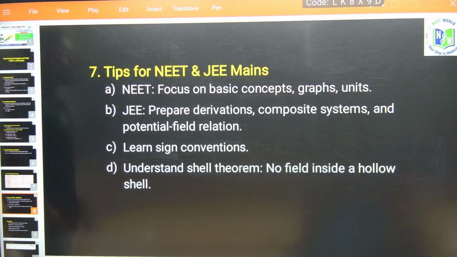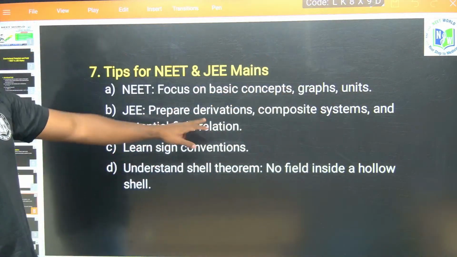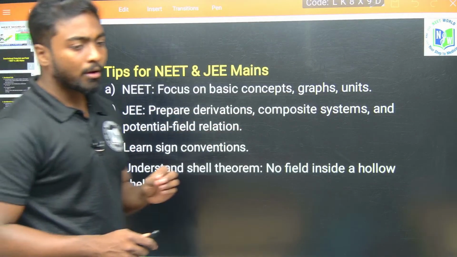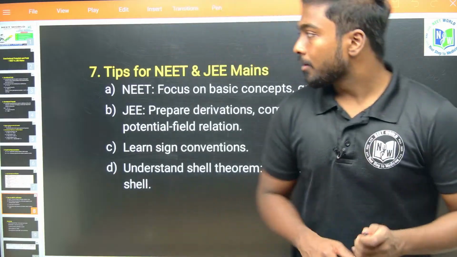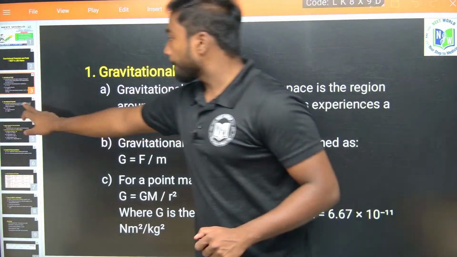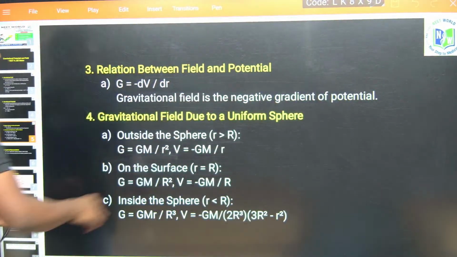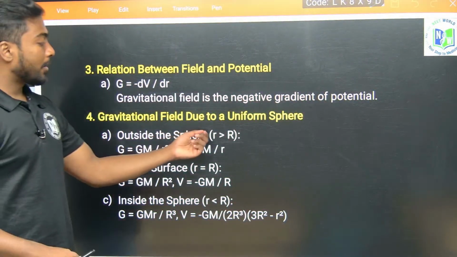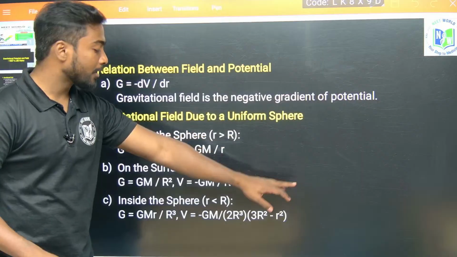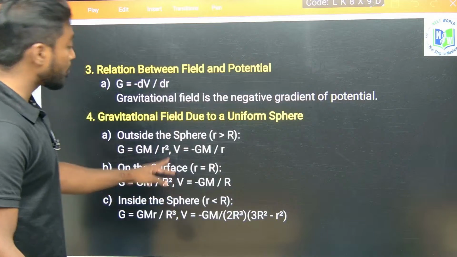So mainly we need to focus on the concept, the graph and the unit, that's what we have seen, and derivation, composite system and the potential-field relations. The main thing you need to note in this concept is that I need to know the gravitational field formula, the potential formula, and the relation between the potential and the field, and which formula applies whether the radius is less than the radius of the sphere, greater than it, inside the sphere, or on the surface of the sphere. Okay. So these are the things you need to take note of.